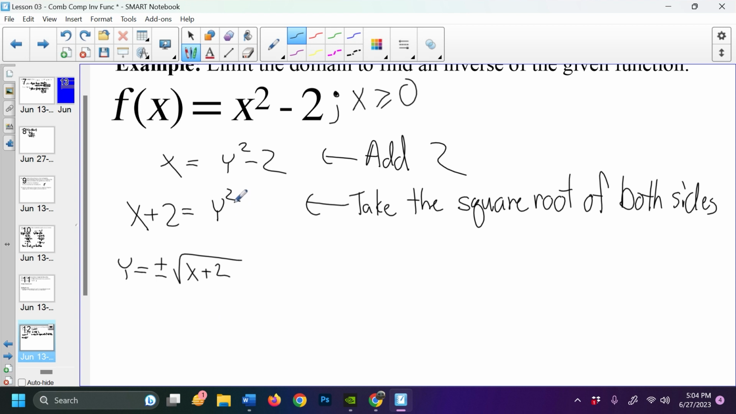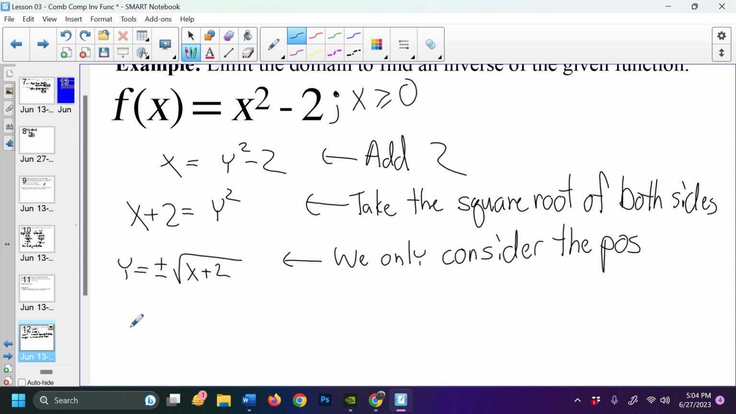Now, whenever you take the square root, remember from Algebra 2, you have to consider both a plus and minus. But in this particular case, since we've limited the domain, we only have to consider the positive. And so my final is f inverse of x is equal to the square root of x plus 2.